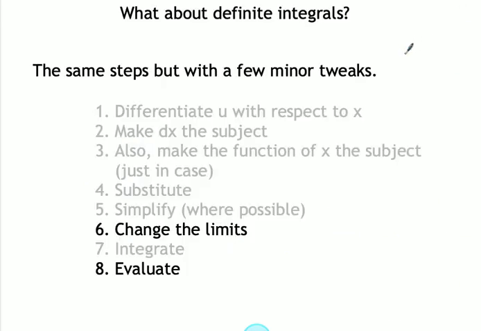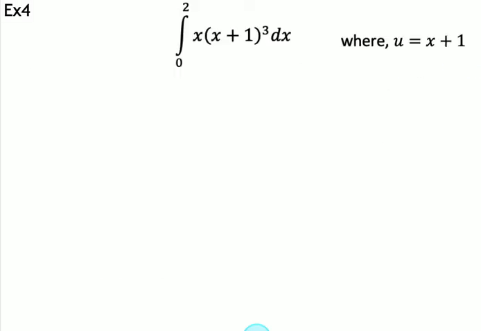So what about definite integrals? It's the same process, just a couple of minor tweaks. For example, we'll need to change the limits if we are going to integrate using u. We could integrate and then put it back in terms of x, and then we don't need to change the limits, but that can be a little bit of a faff. And then our final step is, of course, to evaluate the integral. So here we go. Let's do this.